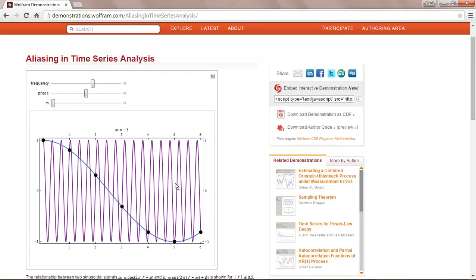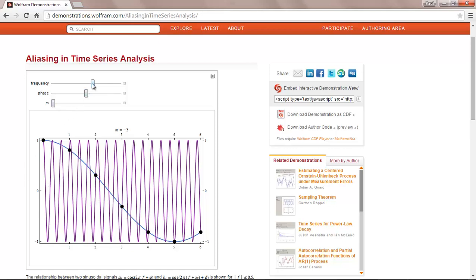Okay, so here we have one sinusoid of a high frequency in purple. But notice where the integers are, 0, 1, 2. When you sample it at only the integers, this blue curve is a different frequency sinusoid that exactly matches all of those points. Okay, this will always happen.